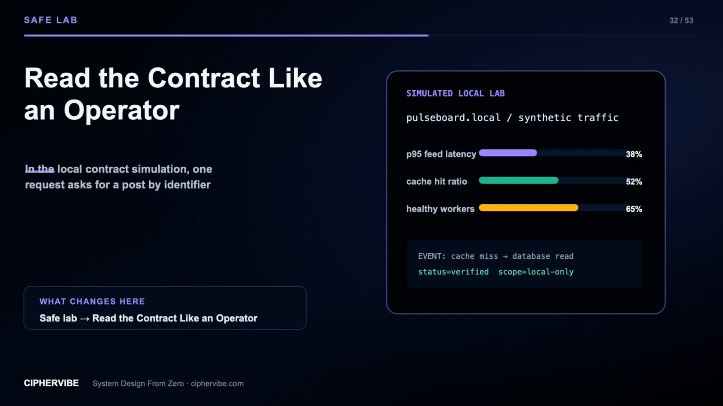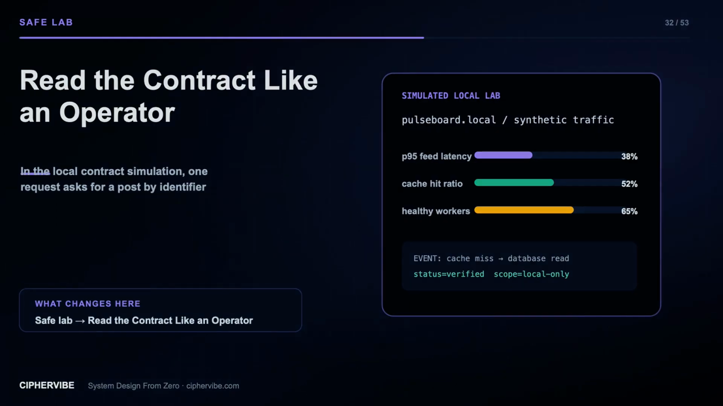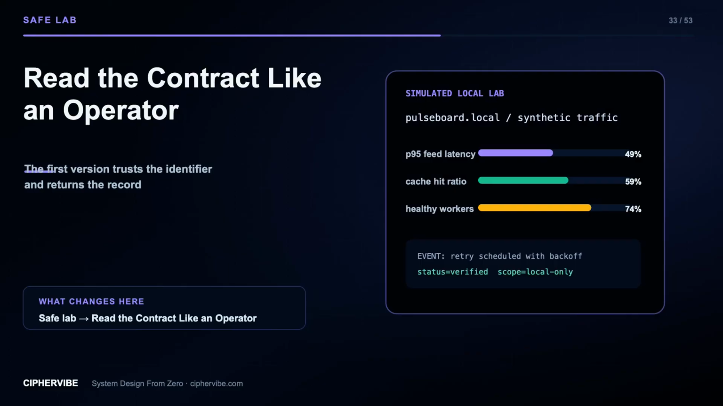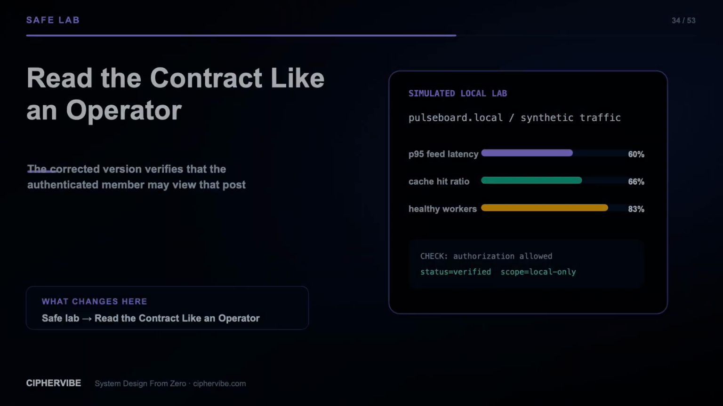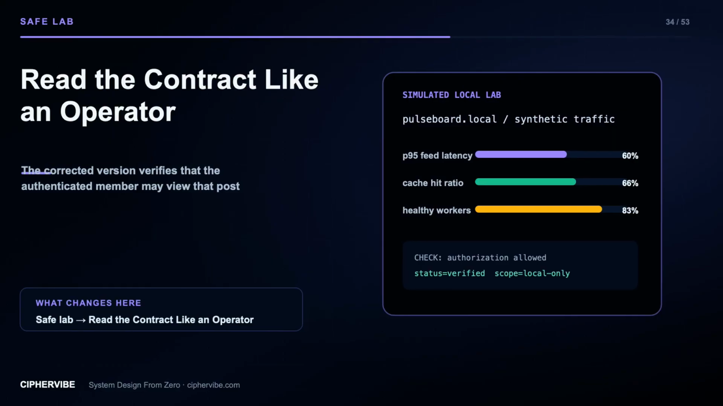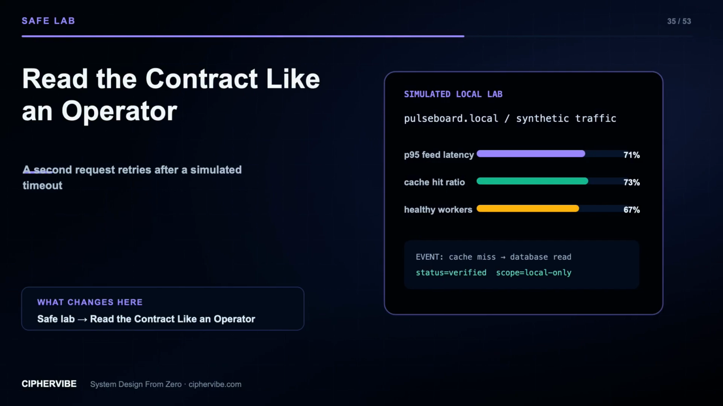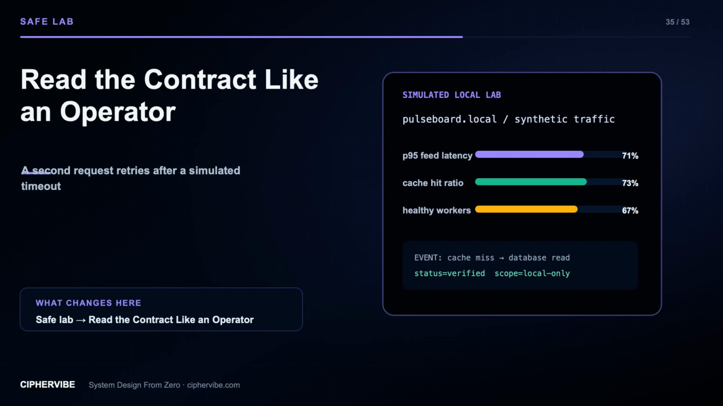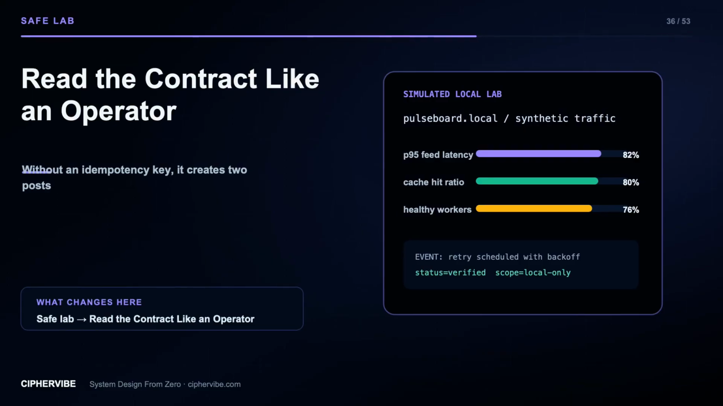In the local contract simulation, one request asks for a post by identifier. The first version trusts the identifier and returns the record. The corrected version verifies that the authenticated member may view that post before reading sensitive fields. A second request retries after a simulated timeout. Without an idempotency key, it creates two posts. With the key, it returns the original result.